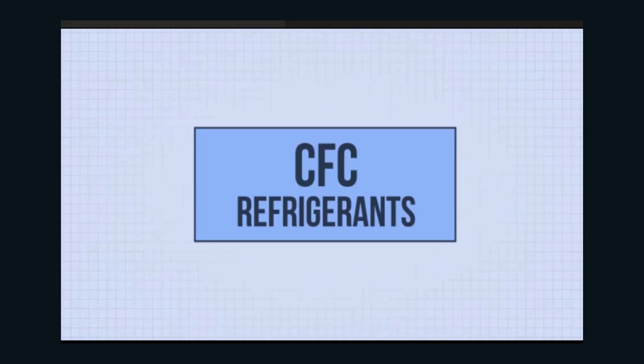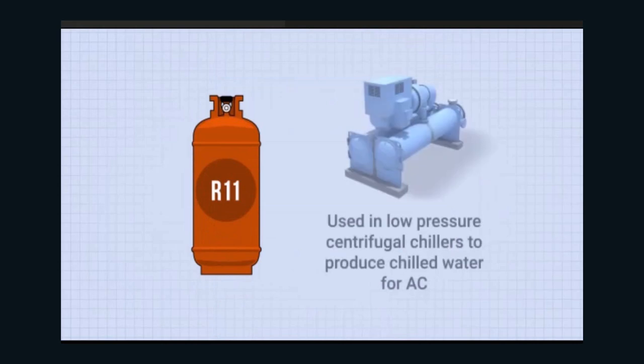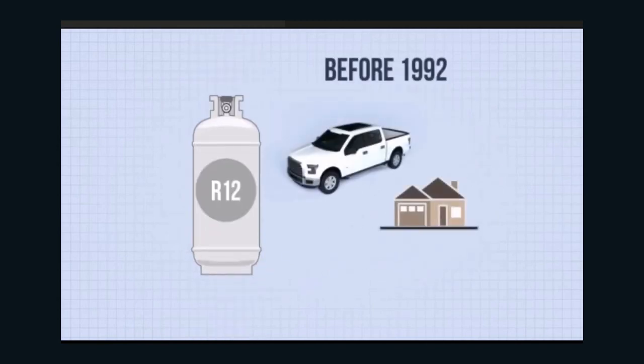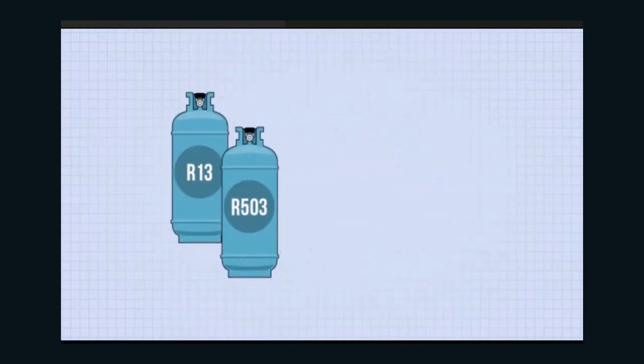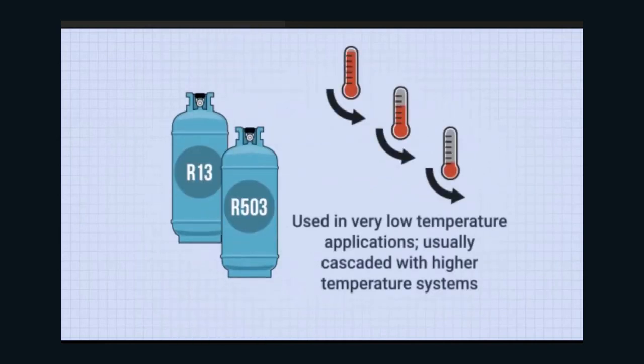Common CFC refrigerants include R11, used in low-pressure centrifugal chillers to produce chilled water for air conditioning, or AC, systems. R12, before 1992, widely used for automotive AC and light commercial and residential refrigeration. R13 and R503, used in very low-temperature applications, usually cascaded with higher temperature systems which provide the correct condensation temperatures for the low-temperature systems.